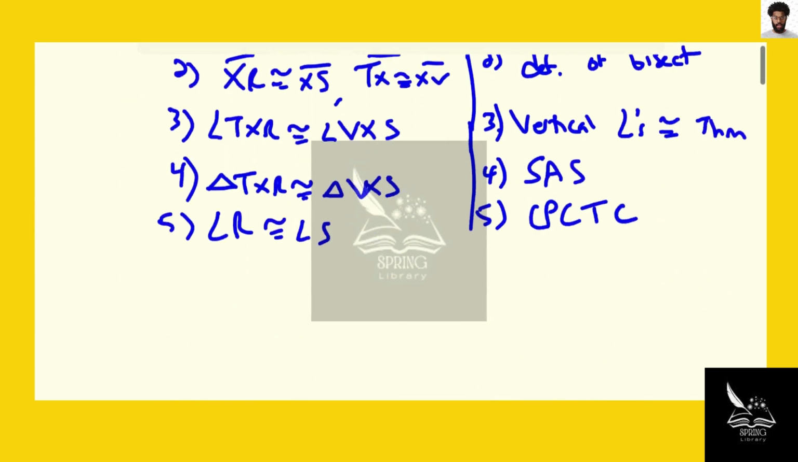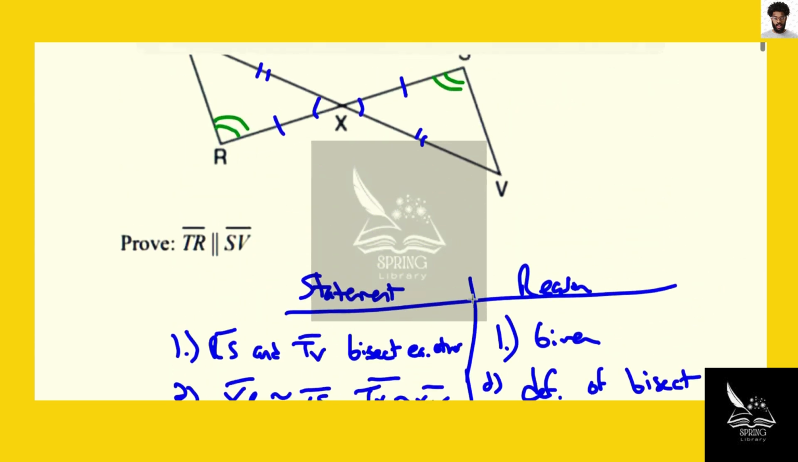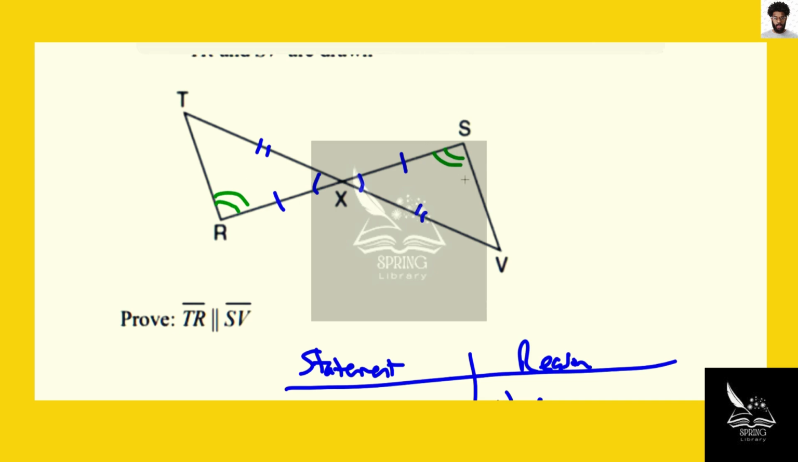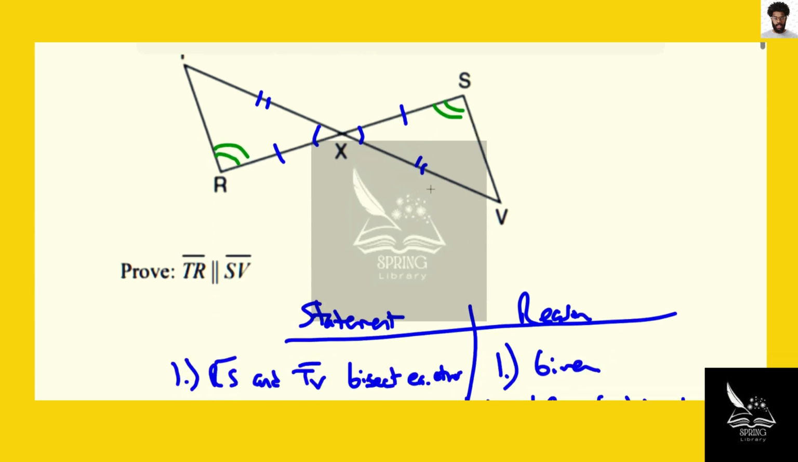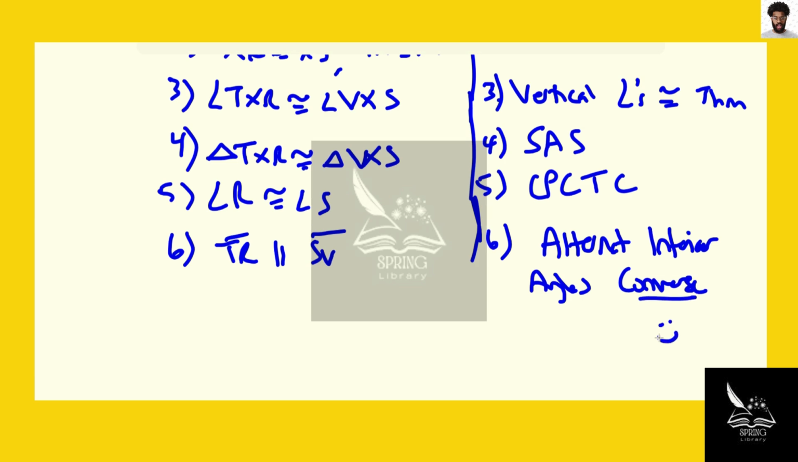And then this would tell us that TR and SV are parallel because we have alternate interior angles congruent with the transversal RS. So I'm going to say, depending on your textbook, a lot of textbooks will say something like the alternate interior angles converse, but double check what your text says about this theorem.